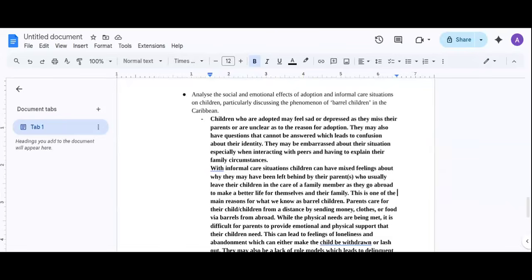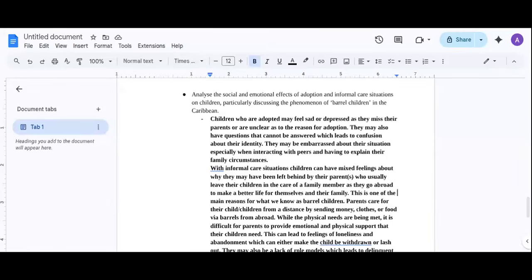With informal care situations, children can have mixed feelings about why they may have been left behind by their parent or parents, who usually leave their children in the care of a family member as they go abroad to make a better life for themselves and their family. Because a barrel child cannot be a barrel child without a parent living abroad. So yeah, I must mention them living abroad. This is one of the main reasons for what we know as barrel children. Parents care for their child or children from a distance by sending money, clothes, or food via barrels from abroad.